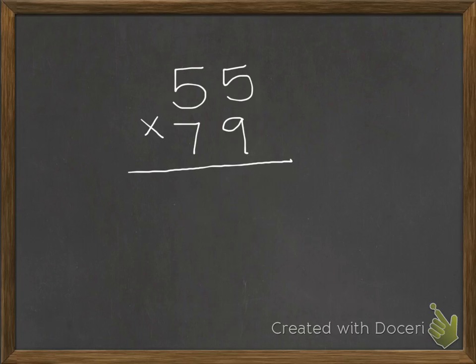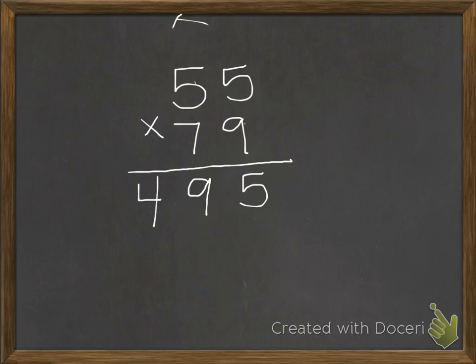Once again, I'm going to start with the numbers that are in my ones place. I have a 9 and a 5. 9 times 5 is 45. Write down the 5, regroup the 4. 9 times 5 is 45, plus 4 is 49. I'm going to write down my 9, and because there's no place to carry my 4 over here, there's nothing up here in the hundreds place, I'm going to write down the whole thing. So 9 times 5 was 45, plus 4 was 49.